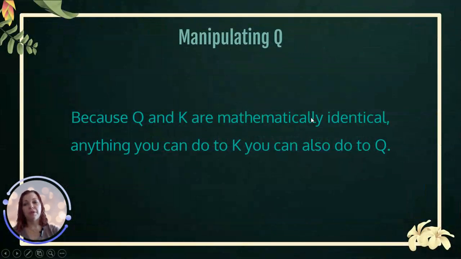This makes more sense if we think about it in terms of an example, which I'm going to show you in just a second. Because Q and K are mathematically identical, anything you do to K, you can also do to Q. So if you know the Q and then you do something to the reaction in a predictable way, then you can manipulate your Q value in exactly the same way we would manipulate K.